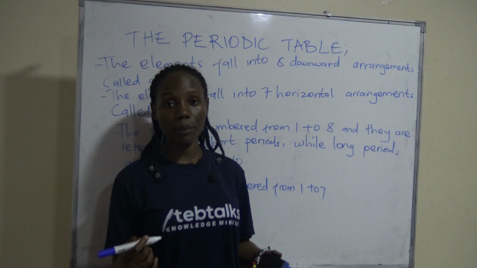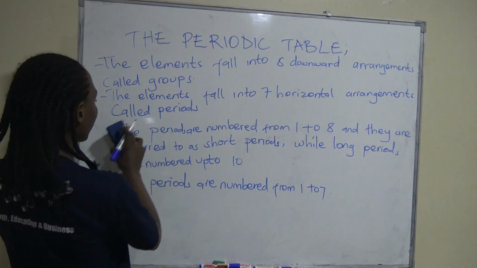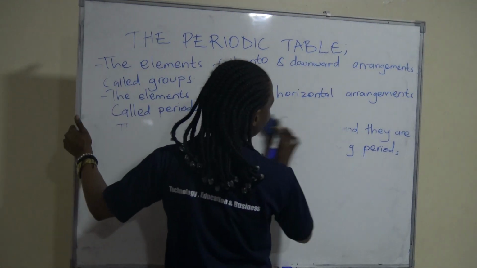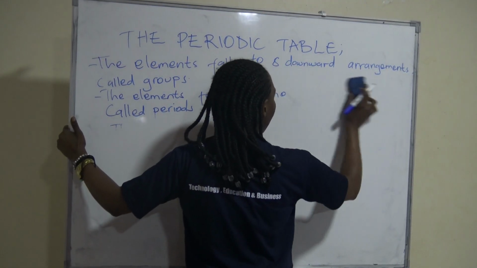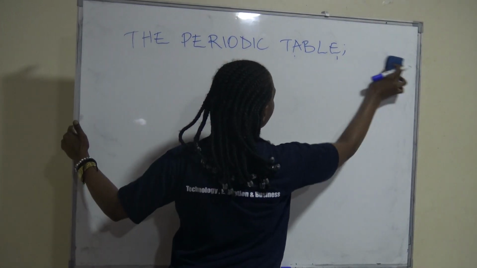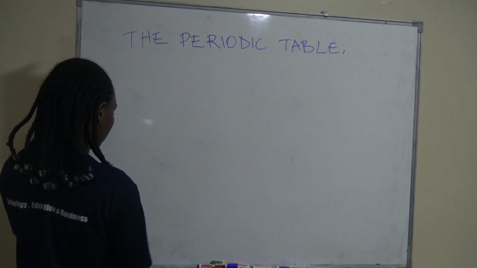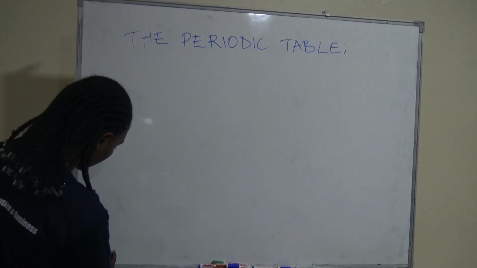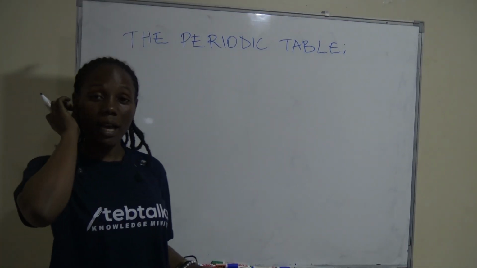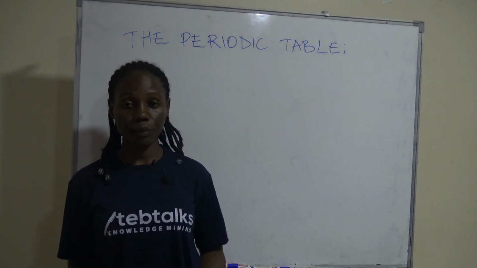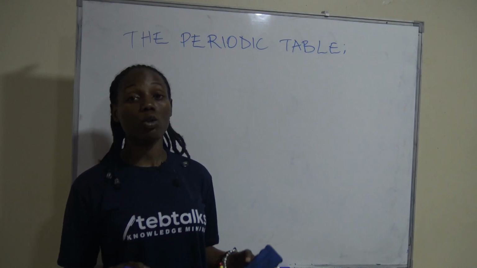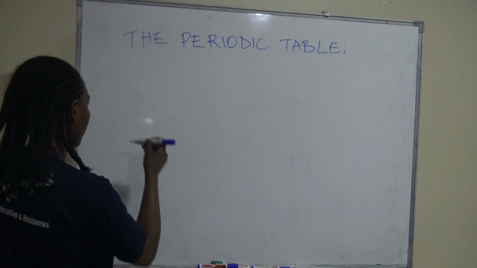So we are going to have a simple layout, but I'm not going to draw the complex one, because if I do, we shall end up sleeping here. So we have said that the periodic table has elements, arranged according to their atomic number, and arranged into groups and into periods.